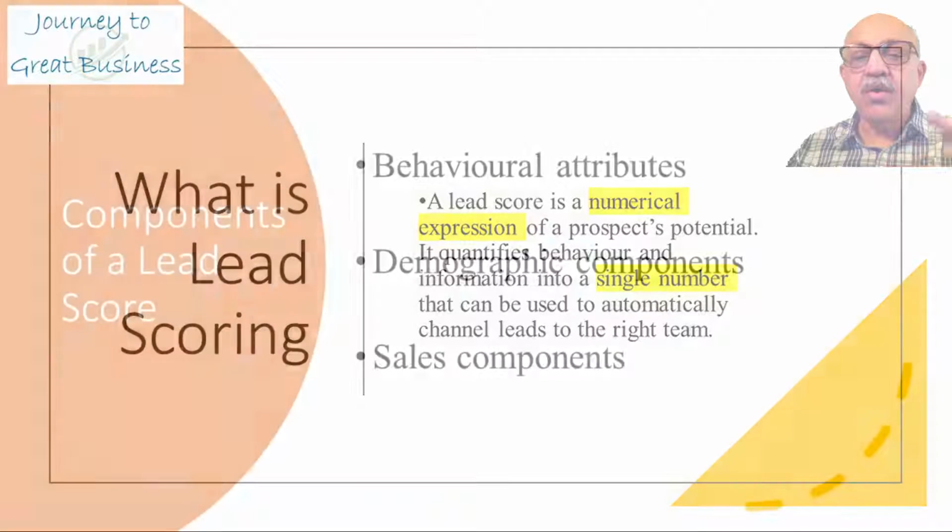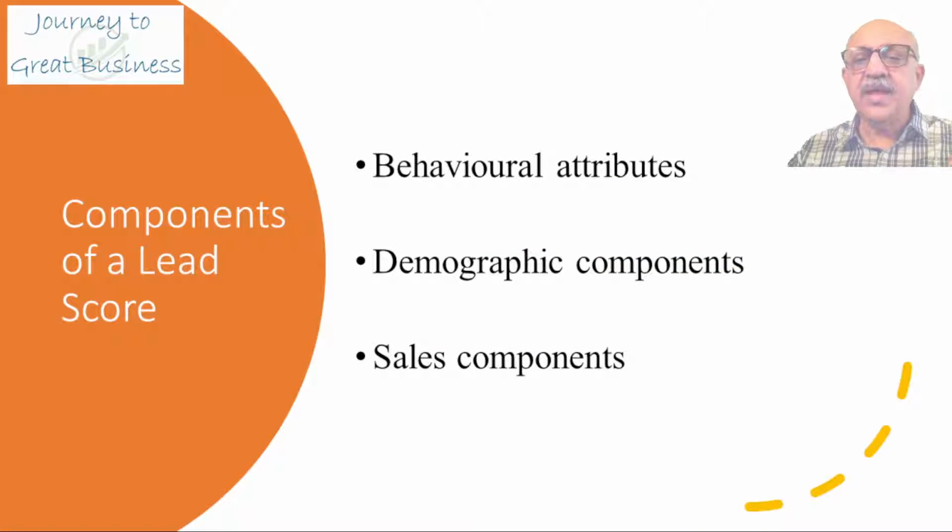But all of these things are derived from three basic things. All the CRMs, all the predictive tools, they all take these three aspects of the lead to understand what the lead score is. So first is the behavioral attitude, second is demographic component, and third is the sales component. So let's look at each one of these.